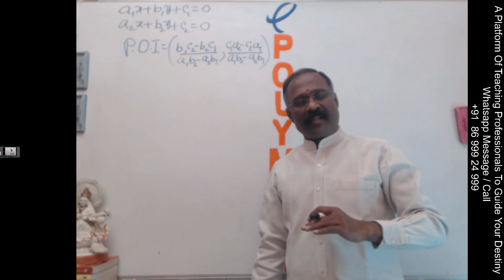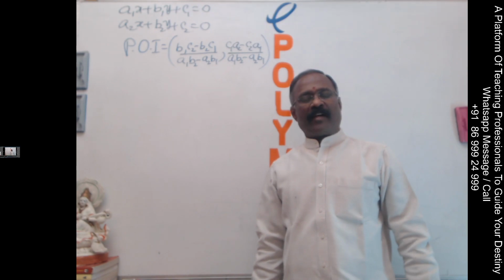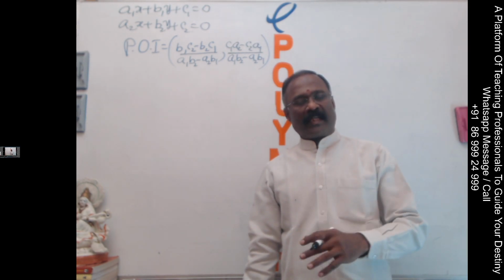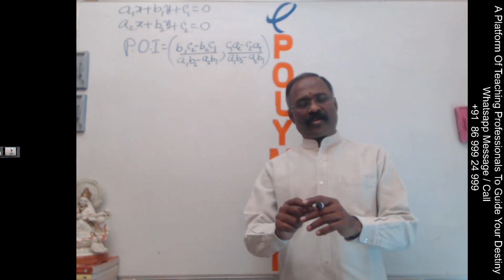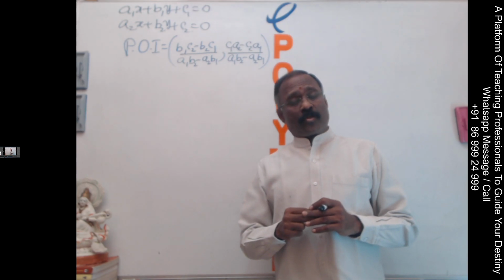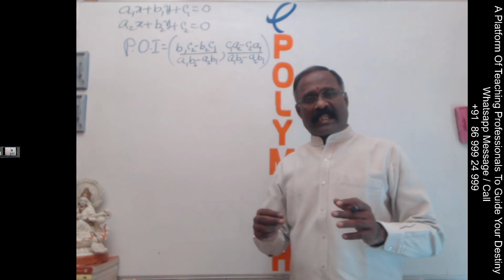Whatever cross multiplication method you have learned, if you are comfortable with that one, follow that. If you are comfortable with the elimination method, follow that. If you are comfortable with the substitution method, follow that. But according to the situation, you have to apply. But this will be very comfortable to write the point of intersection directly.